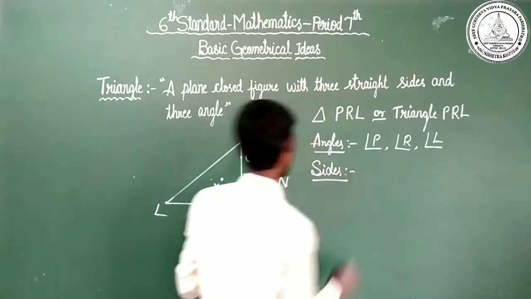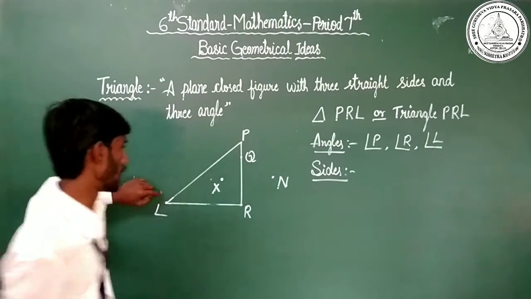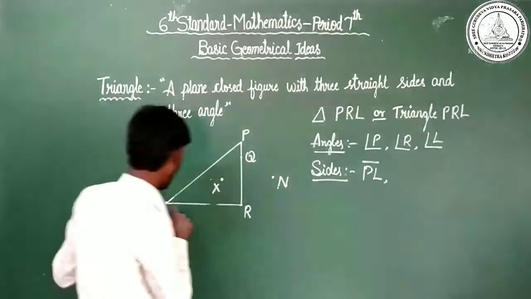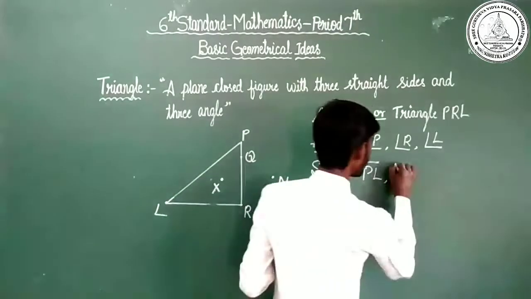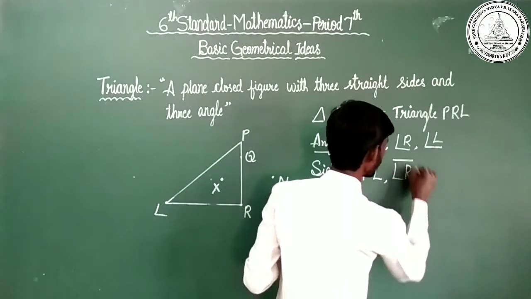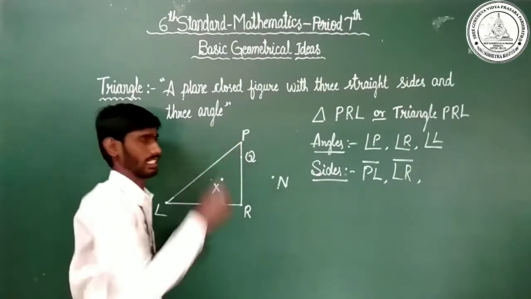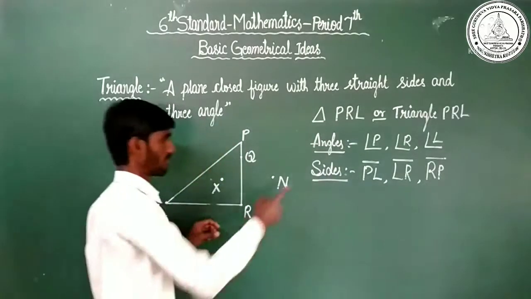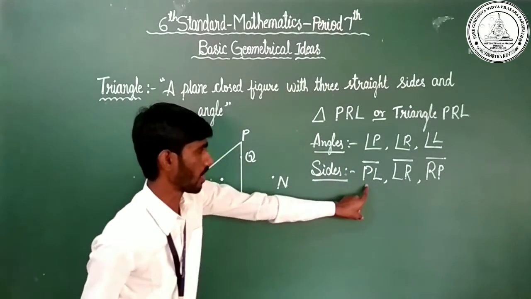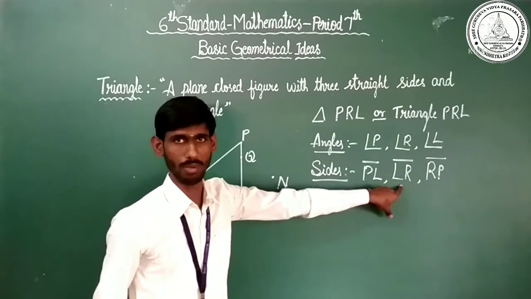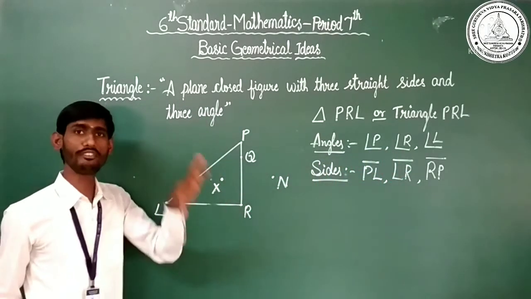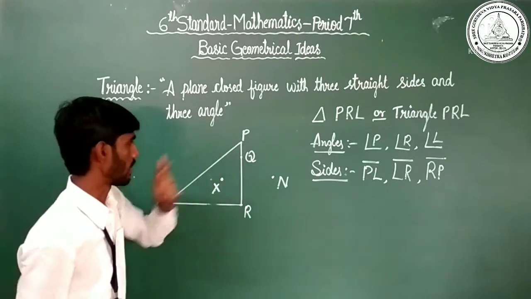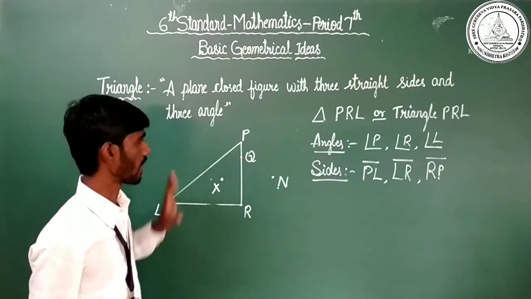Sides in a given triangle. How many sides? PL, LR, next RP. You may start anywhere, no problem. First you may write PR, or first RP, next PL, as you wish. The total number of sides in a given triangle is 3. Angles clear, sides clear? And the names of the angles, clear?